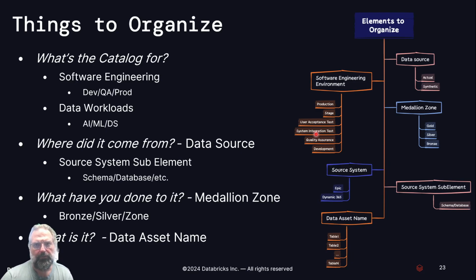But there's also, what's the catalog for? So you're organizing stuff in your catalogs. What's it for? Is it software development or is it for data workloads? Where did it come from? So is it from a source system or is it the product of transformations? And then what have you done to it yet? So that speaks to the medallion architecture of bronze, silver, gold. And then what is it? So it typically has a name.